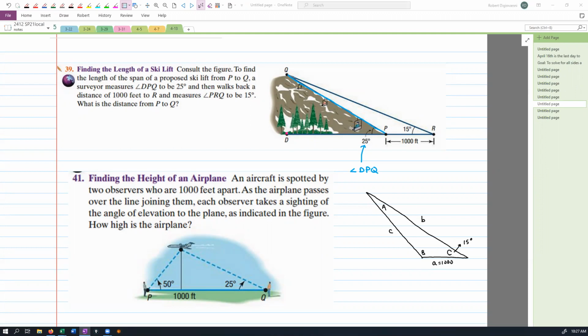I've started drawing a picture of the triangle and labeling the sides, which can help you get started on that problem.